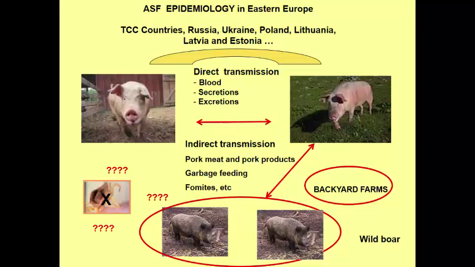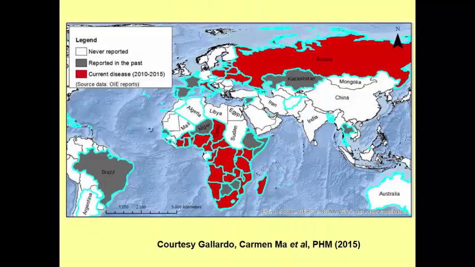95% of the cases reported to the Office International des Épizooties are from the wild boar. This means that the disease is in the wild, and so there are many problems in controlling the spread of African swine fever. And this is the current situation.